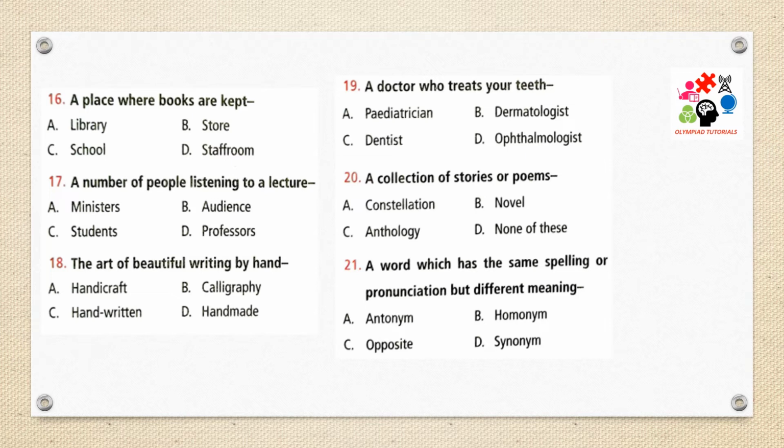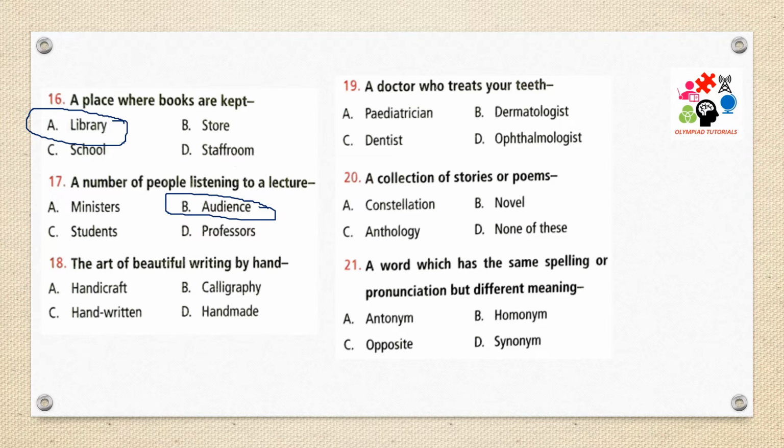So number 16, a place where books are kept. Library, store, school or staff room. Yes, the correct answer is library. Next, a number of people listening to a lecture. Ministers, audience, students, professors. So your answer is going to be audience. Audience always listen to the lectures.